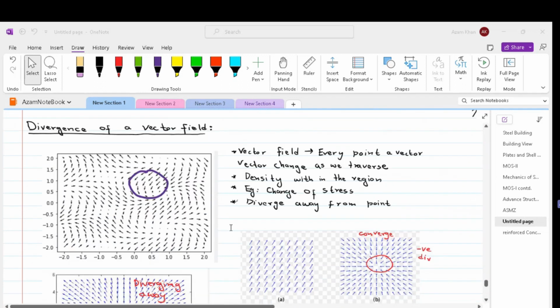Vector field, as we discussed previously, is a space which is full of a bunch of vectors. Every point within a space is defined by a vector in a vector field. So every point has a particular magnitude and direction related. Sometimes the vector dimension might become very big, so we can normalize the vectors and bring them within a certain range. If we try to traverse through a vector field, we will encounter different vectors.